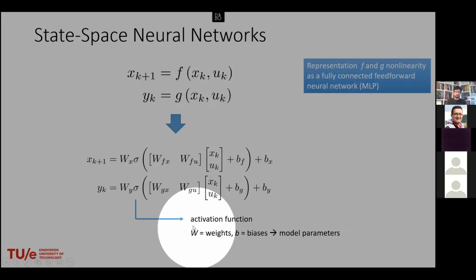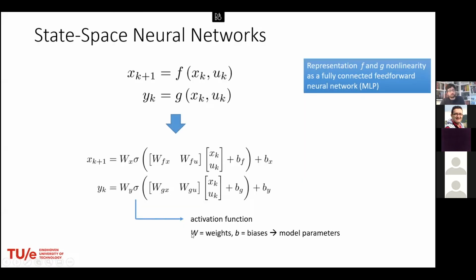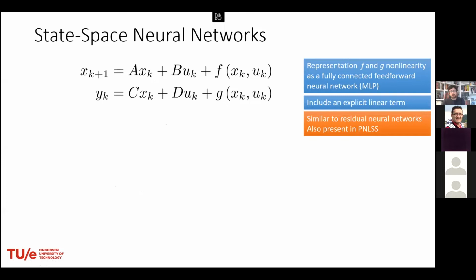So what do we have? We have the weights and the biases that are the model parameters and that need to be estimated when we try to identify such a model structure. But before we do that, I will add one element here, and that is an explicit linear term in the equations.